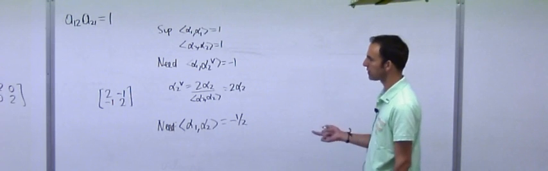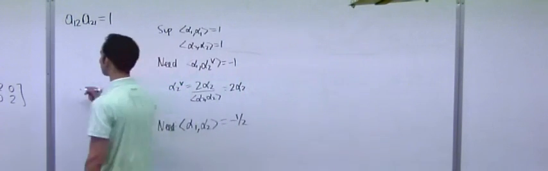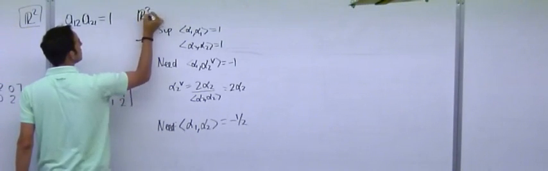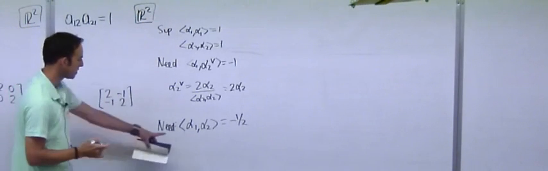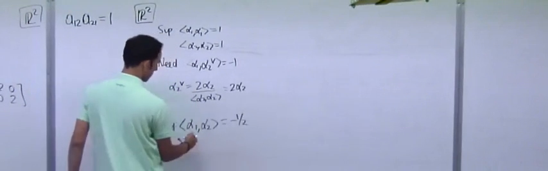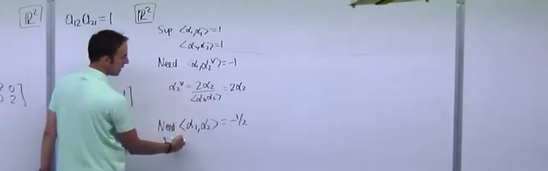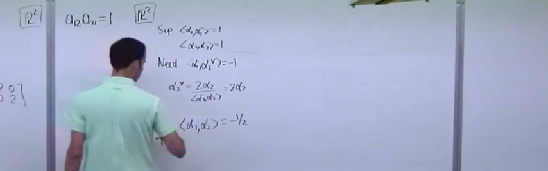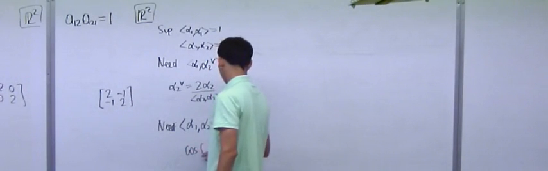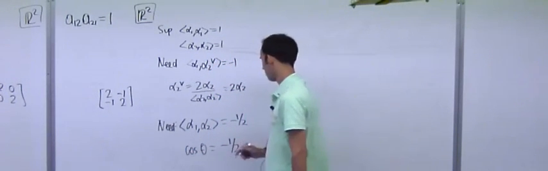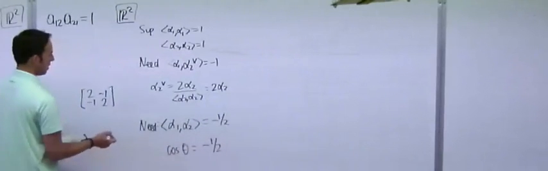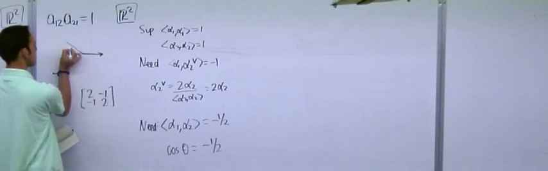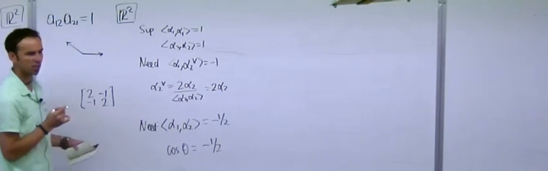Now, I'm trying to do this in Euclidean space. Maybe you noticed already. If I know the length of alpha 1 and alpha 2, and I know the dot product, then basically this just tells me what angle I should have. I should have the angle between them whose cosine is -1/2, right? And what is that? That is 120 degrees, 2 pi over 3.